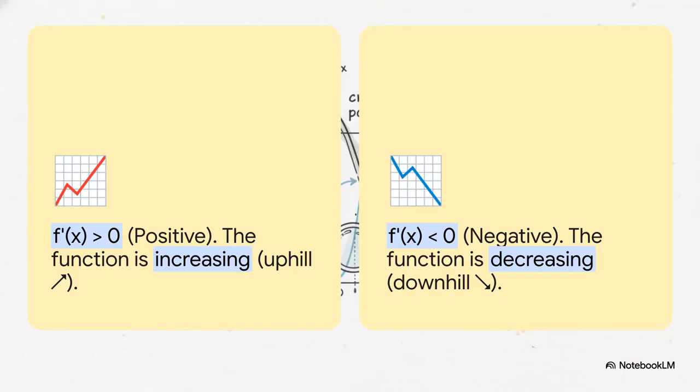So this right here, this is the secret code. It's the core connection. Whenever the derivative, f prime of x, is a positive number, it means the original function is climbing uphill, it's increasing. And when that derivative is negative, the function's heading downhill, it's decreasing. It's really that simple. The sign of the derivative tells us the direction of the function.